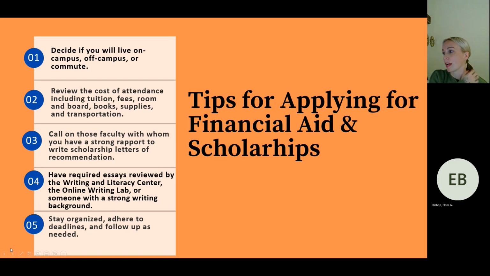So tips for applying to financial aid and scholarships. Deciding if you're going to live on campus or off campus or commute. Again, reviewing the cost of attendance to include not just your tuition, your fees, your room and board, books, supplies, transportation. Will you have a meal plan, or will you be living somewhere where you'll need to set aside finances for groceries?